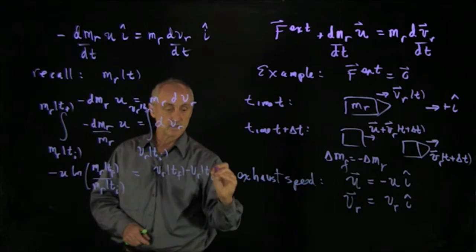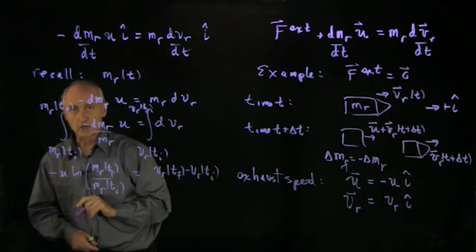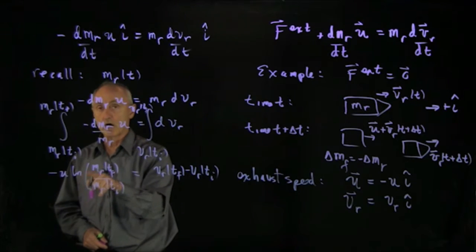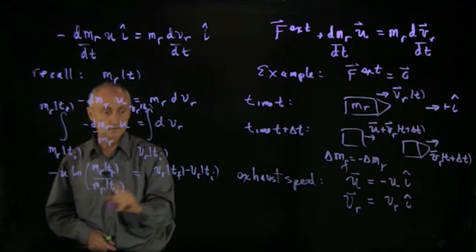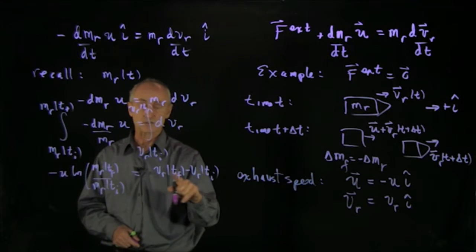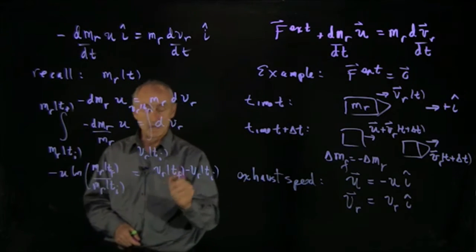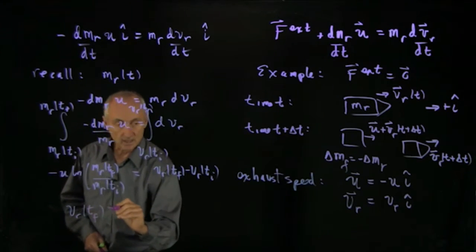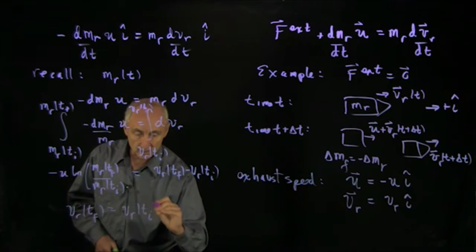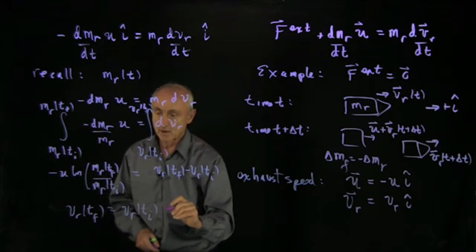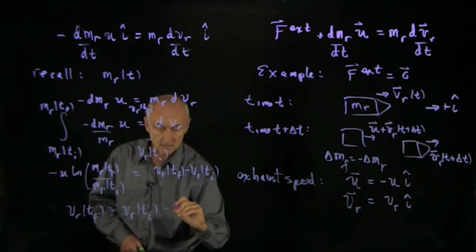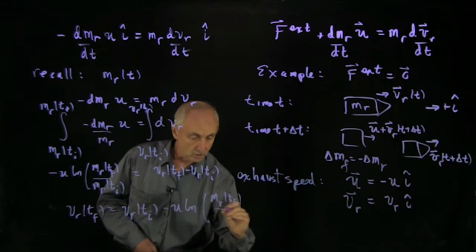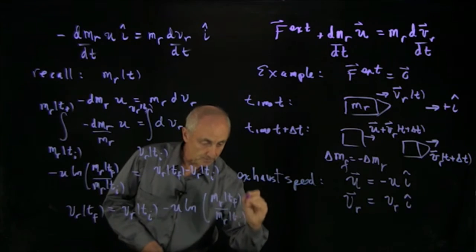Now, again, we always check our minus signs, but recall the mass of the rocket is decreasing. So the log of a fraction is negative, so we have a positive quantity on this side, and that's indicating that the velocity has increased on that side. And so we conclude that the velocity of the rocket at its final time is equal to the velocity of the rocket at its initial time, and here I'll keep this minus sign, minus u natural log of m_r at t final over m_r at t initial.